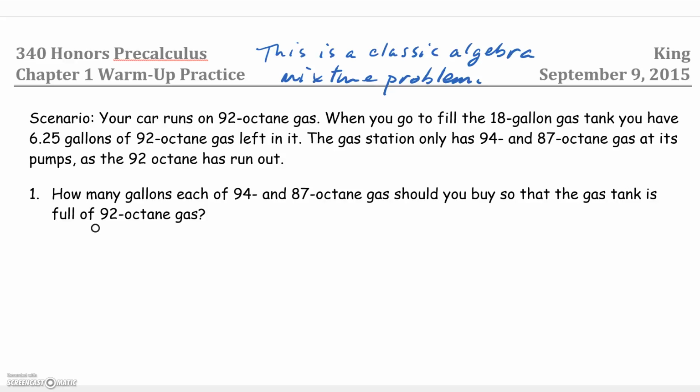In this case, we're dealing with gasoline octane, which is not exactly like salt. Octane is a property of gasoline. The higher the octane, the more the gasoline resists detonation, that is exploding, when it's compressed in the cylinder of an engine. So different cars have different compression ratios, and the ones with higher compression ratios typically need higher octane gas so that the engine runs right.